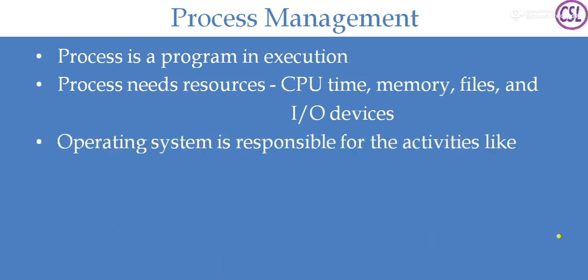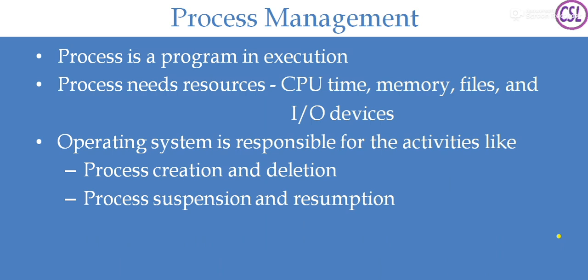Here the operating system is responsible for the activities of the process, like creation and deletion of the process. So the operating system can create a process and delete a process. Then process suspension and resumption. That means once a process is allocated to the CPU, the CPU is executing it. Meanwhile, some high priority process comes. Now the operating system suspends the current executing process and keeps it waiting in a buffer. After the high priority process execution, it resumes the previous process.